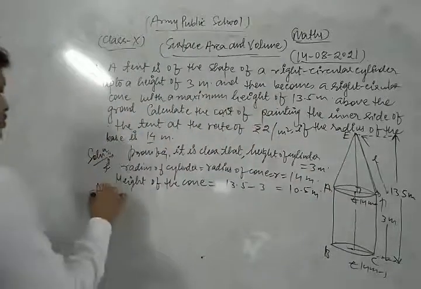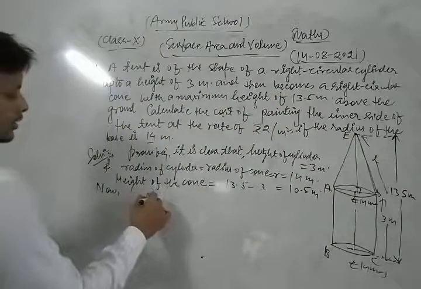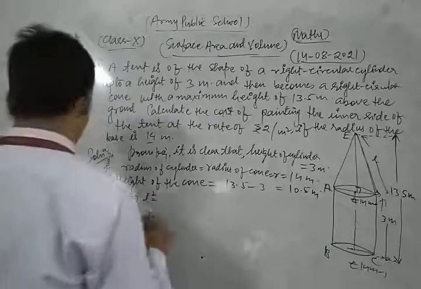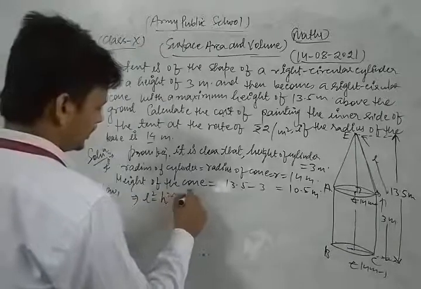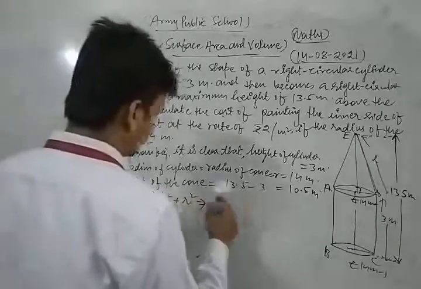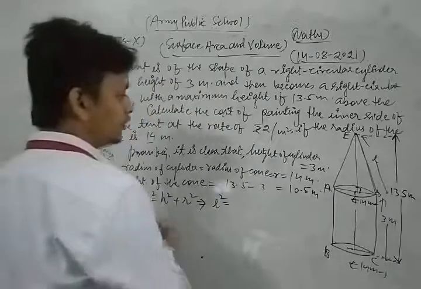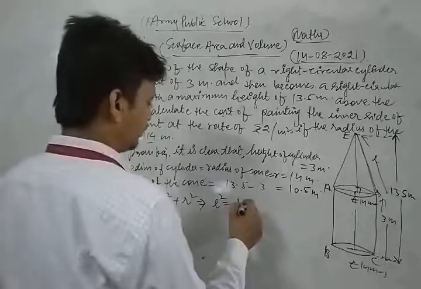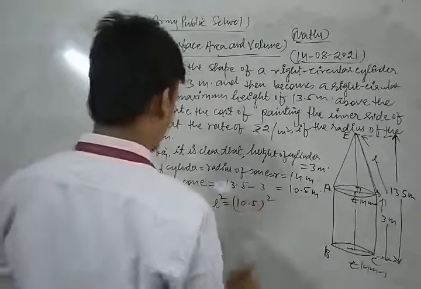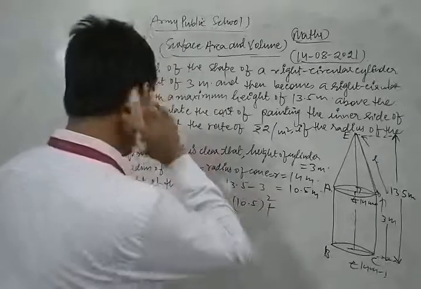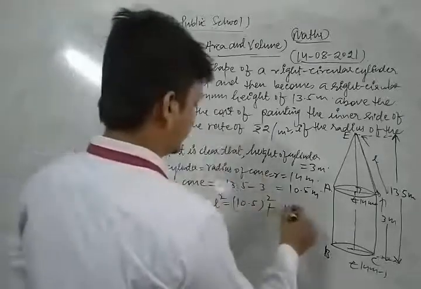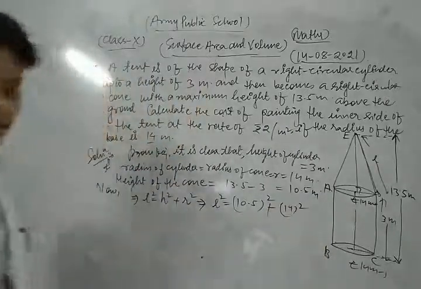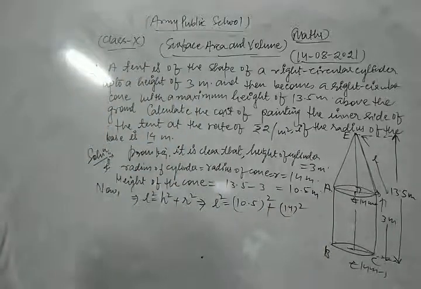Now we know that L square, the square of the slant height, is equal to h square plus r square. Now L square is equal to the value of h, the height of the cone, 10.5 square, plus r square. R is the radius, 14 square.